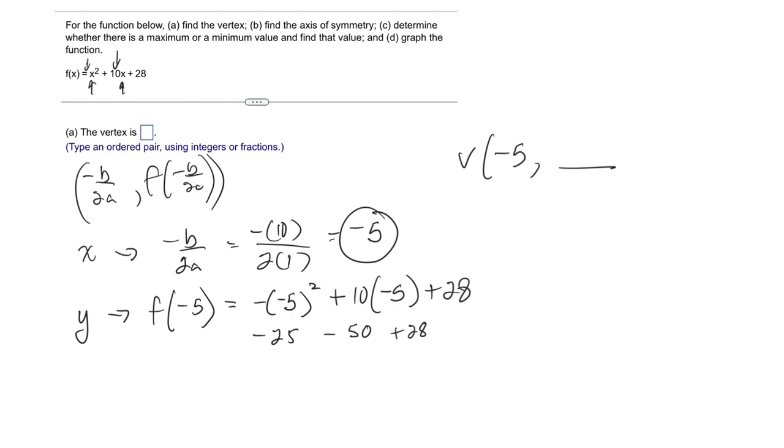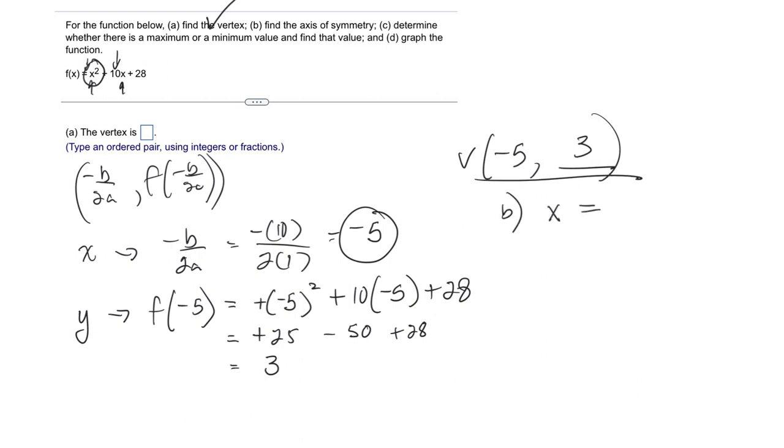Let me think here. No, this should be a positive, right? That's a positive x squared, so that's positive. So this would be a positive 25 minus 50 plus 28, so this will come out to be 3. Good. So my vertex is negative 5, 3. Done.